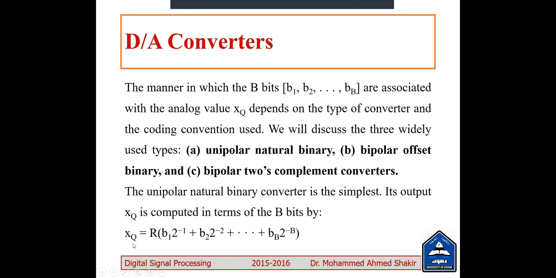Well, now its output XQ is computed in terms of B bits. Which output? Output of the D2A converter. The output of the D2A converter will be calculated as follows. Look, please: R multiplied by B1 times 2 to minus 1. What does it mean? B1 divided by 2, plus B2 divided by 4, plus up to B subscript small b, divided by 2 to power small b. Well, this is meant by this one: B1 multiplied by 2 to minus 1, and all multiplied by R.